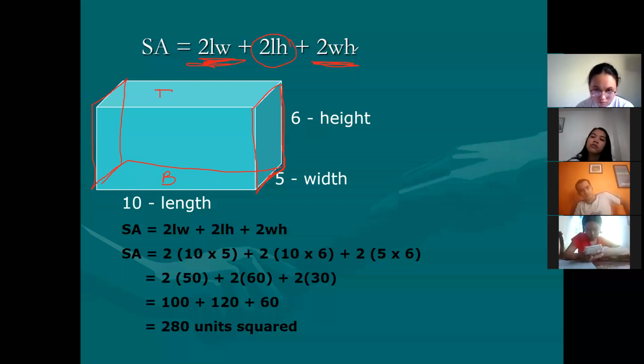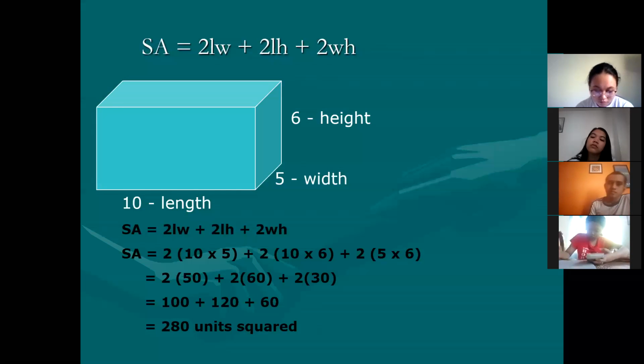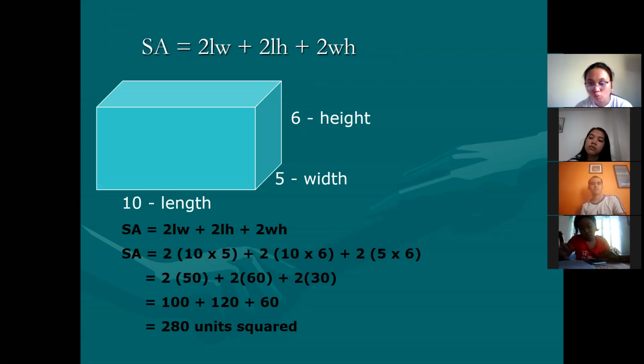Please be guided by the list of formulas found in your module. You can cut it out and paste it on an index card so that you will not write it again, or you can photocopy it so that you'll have another paper to cut and place on an index card, ready to be used in the upcoming quarterly exam together with perimeter and area.